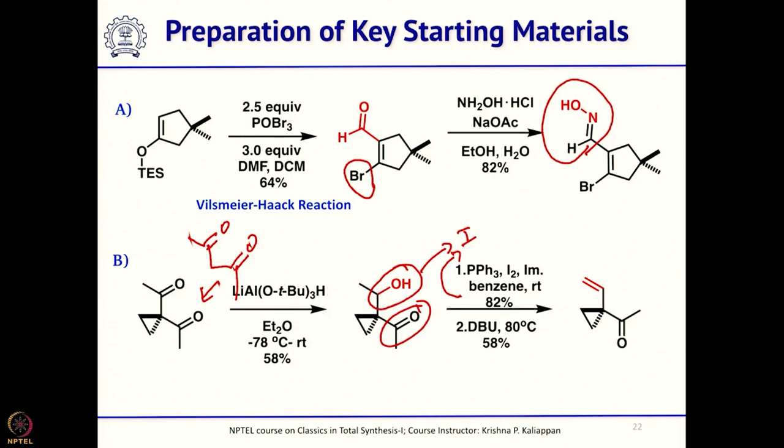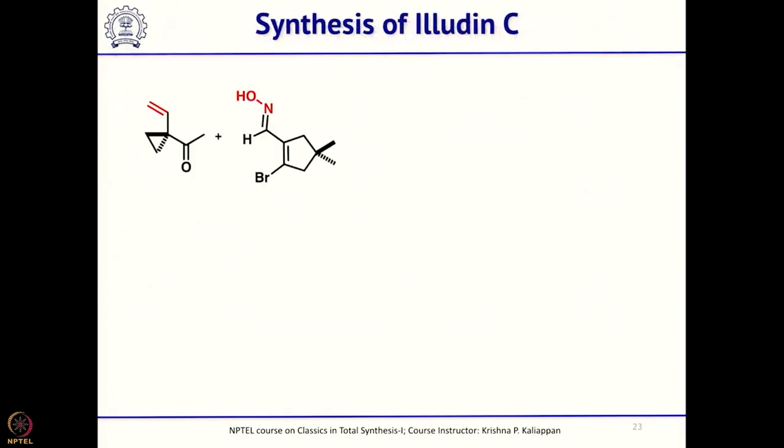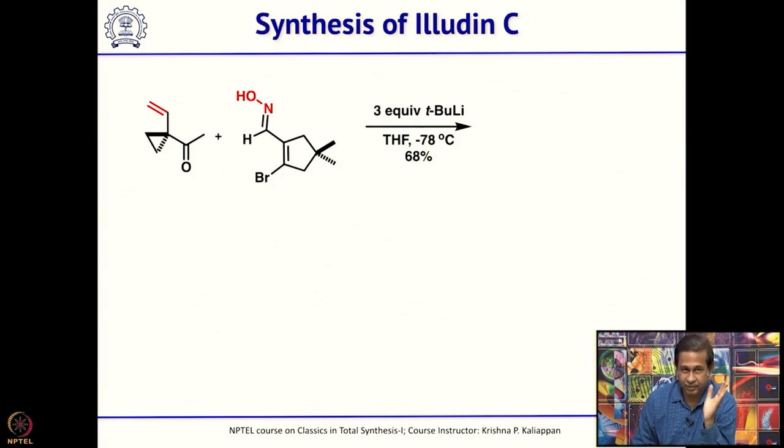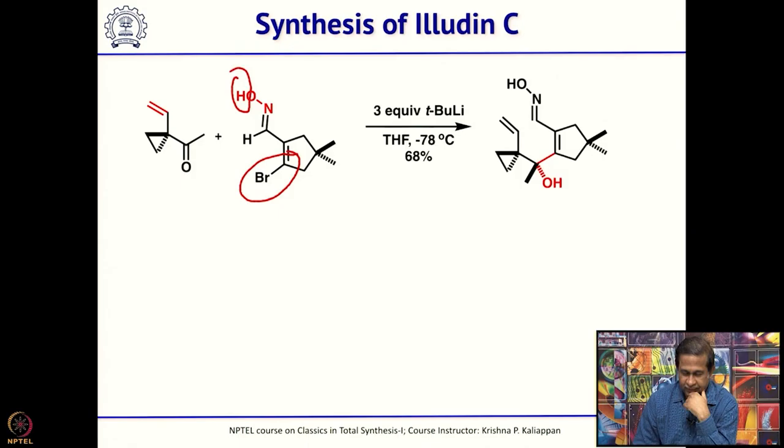Once you have these two fragments, the next step is to generate the lithium species and add to this ketone. Okay, how do you generate? Normally, lithium exchange can be done with n-butyl lithium or with tertiary butyl lithium. So they use three equivalents of tertiary butyl lithium. You should know why three equivalents of tertiary butyl lithium is required. Two equivalents are required to exchange the bromine, and one more equivalent is required to remove the OH. So it adds to this ketone, and you get this compound, which is the precursor for the dipolar cycloaddition intermediate, that is nitrile oxide.